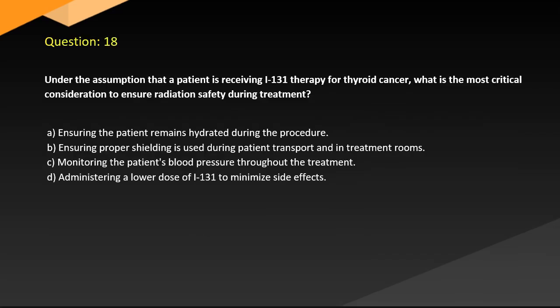Question 18. Under the assumption that a patient is receiving I-131 therapy for thyroid cancer, what is the most critical consideration to ensure radiation safety during treatment? A. Ensuring the patient remains hydrated during the procedure. B. Ensuring proper shielding is used during patient transport and in treatment rooms. C. Monitoring the patient's blood pressure throughout the treatment. D. Administering a lower dose of I-131 to minimize side effects.